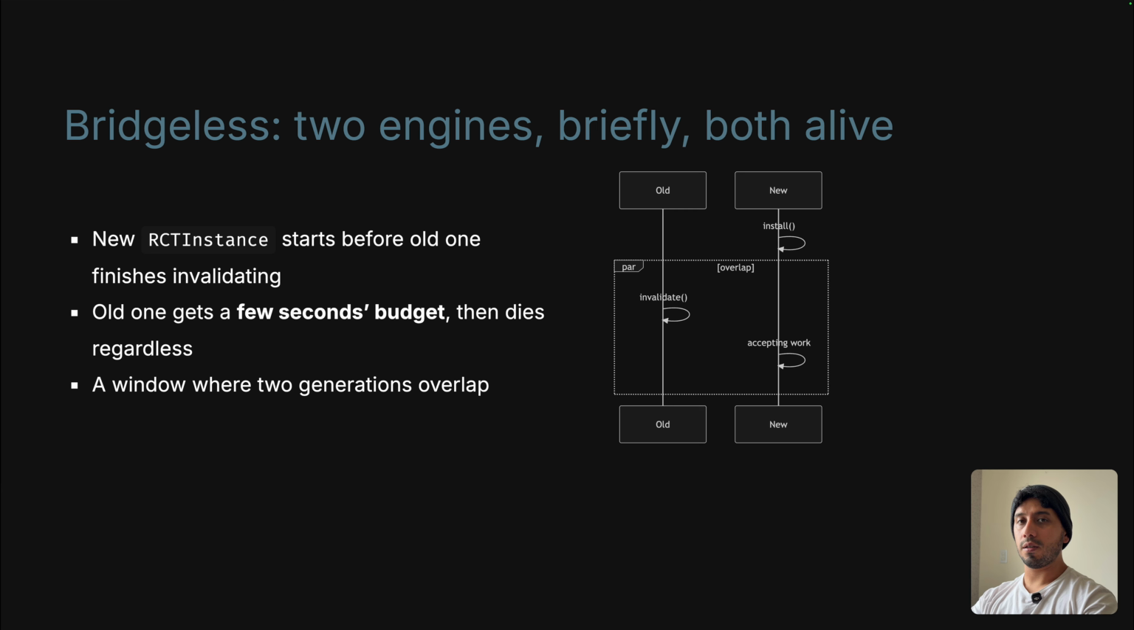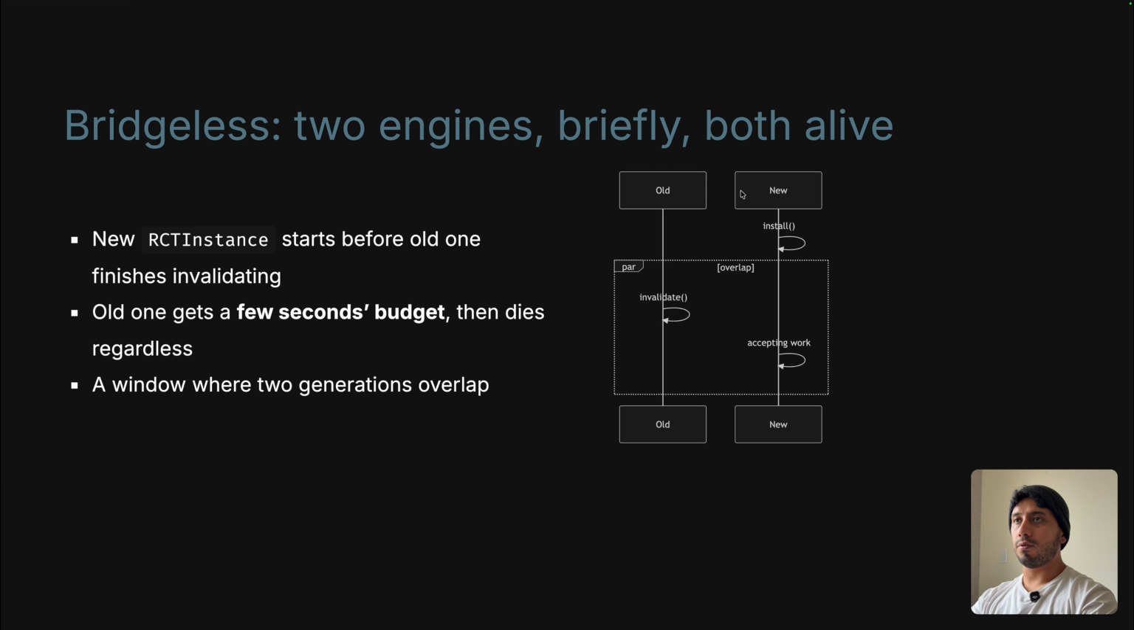I think on iOS there is a hard time limit. On Android, I don't think there is. It seems a little bit more variable. But you basically have now a window where two generations of the JavaScript runtime overlap. So you can see here we have the old engine, you have the new one.